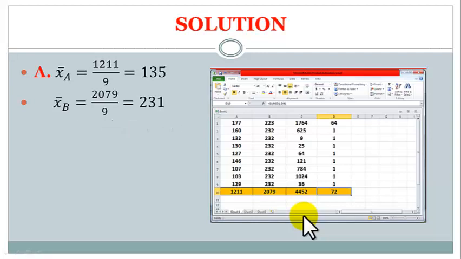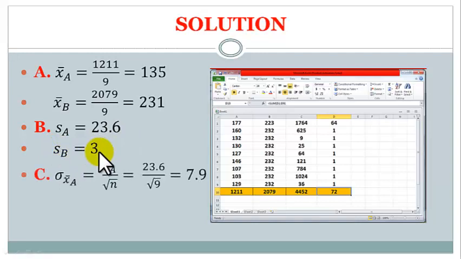So the standard deviation of the initial weight data denoted by SA is equal to 23.6, while the standard deviation of the final weight data SB is equal to 3.